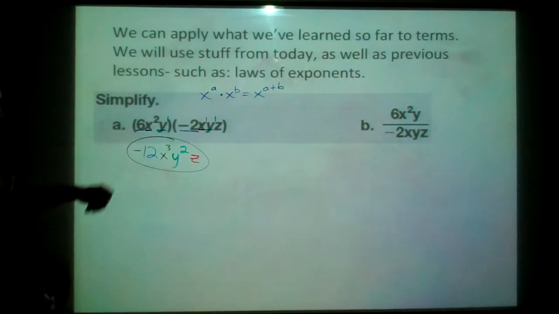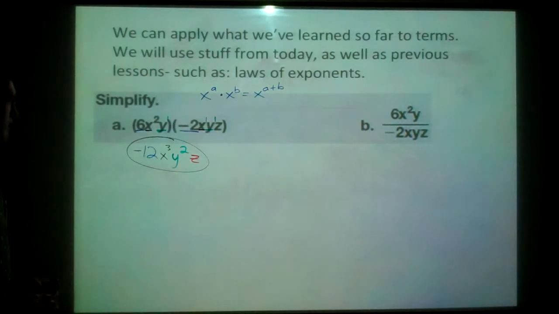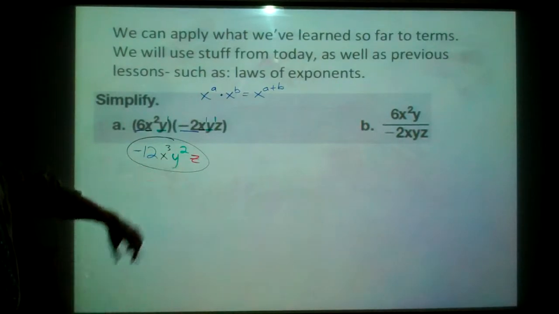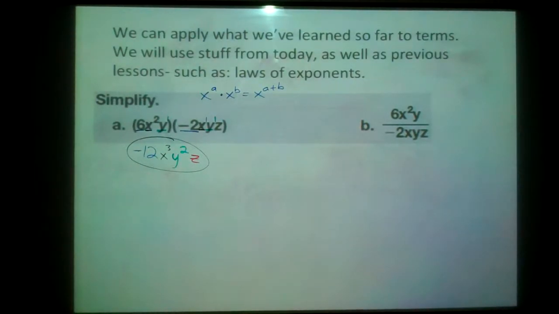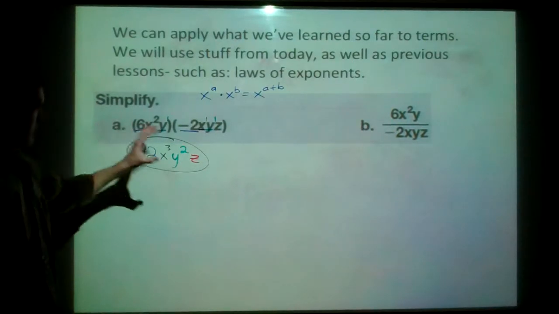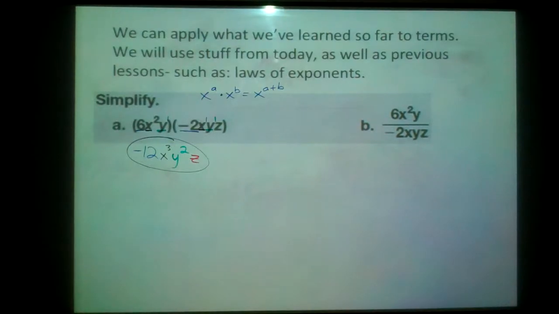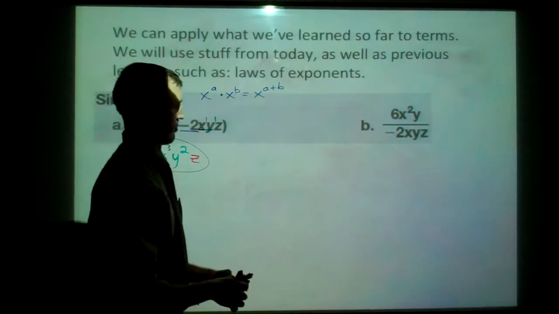So this originally said 6x squared y times negative 2xyz. Now we've simplified that to negative 12 times x to the third times y to the second times z, or negative 12x cubed y squared z. Okay? It sounds and looks like a mess, but eventually what we'll be able to do is multiply terms and then see if we can combine them with other like terms. And this is just the very beginning of all of this.